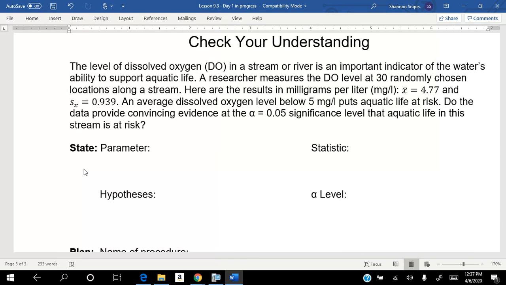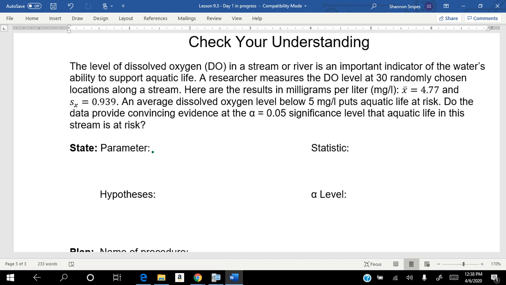So let's do an example, but we'll follow the 4-step process this time, and you can see a significance test for means in action. The level of dissolved oxygen in a stream or river is an important indicator of the water's ability to support aquatic life. A researcher measures the DO level at 30 randomly chosen locations along a stream. Here are the results in milligrams per liter. X bar is equal to 4.77, and the standard deviation of your sample is 0.939. An average dissolved oxygen level below 5 milligrams per liter puts aquatic life at risk. Do the data provide convincing evidence at the alpha equals 0.05 significance level that aquatic life in this stream is at risk?